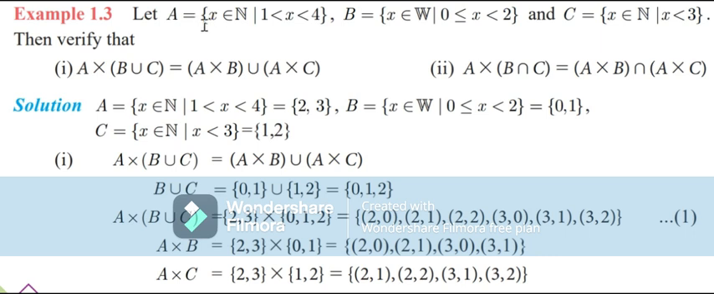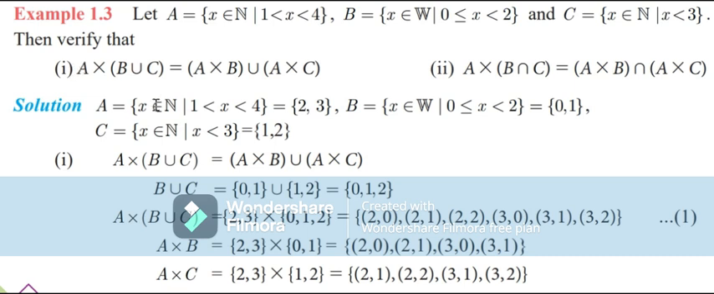So what is given is A is equal to X belongs to N for all 1 strictly less than X strictly less than 4, and B is equal to X belongs to W for all 0 less than or equal to X less than 2, and C is equal to X belongs to N for all X strictly less than 3. Okay. So they have given A, B, C in the interval form. So the elements of A will be in the interval 1 less than X less than 4, and B's elements will be in the interval between 0 to 2, and the C elements will be in the interval less than 3. Okay, so elements less than 3 will belong to C.